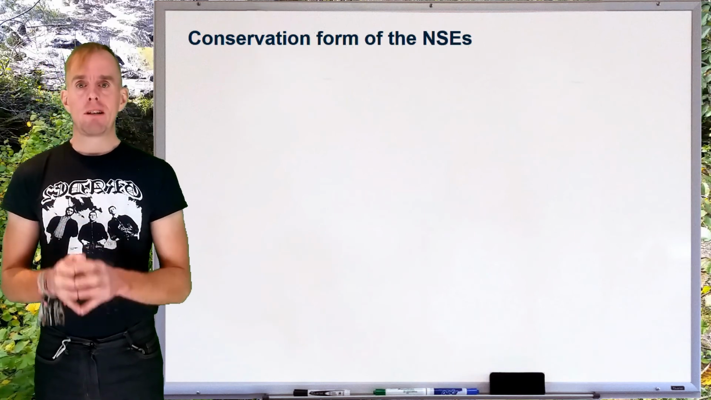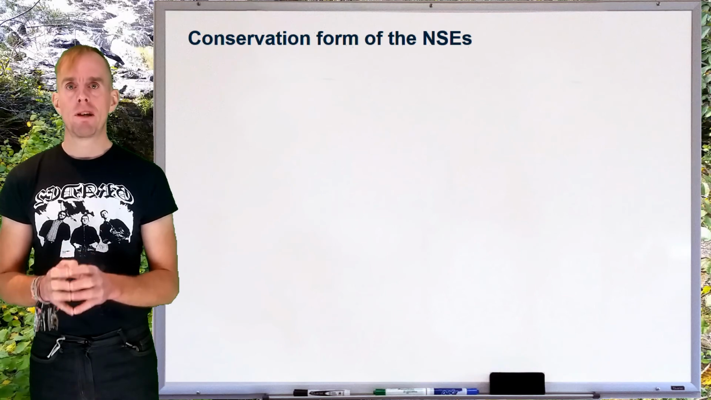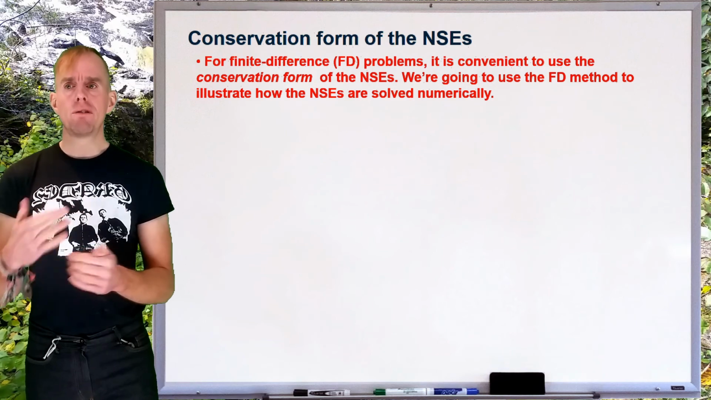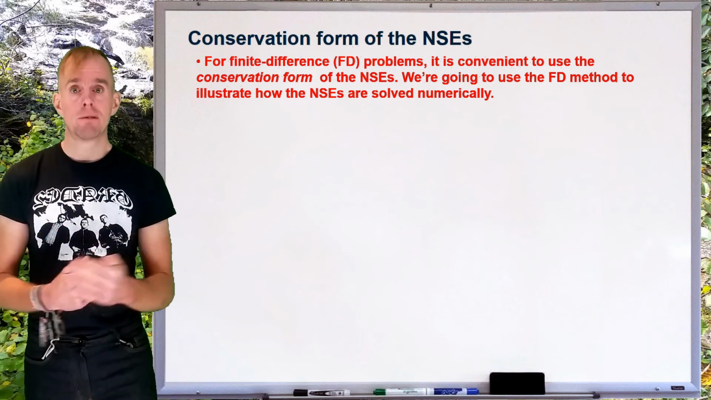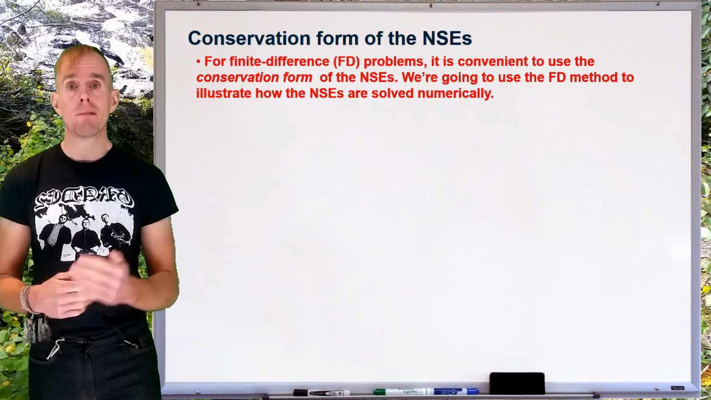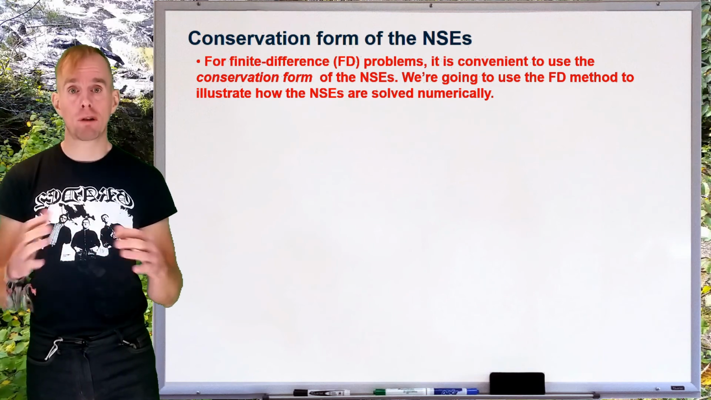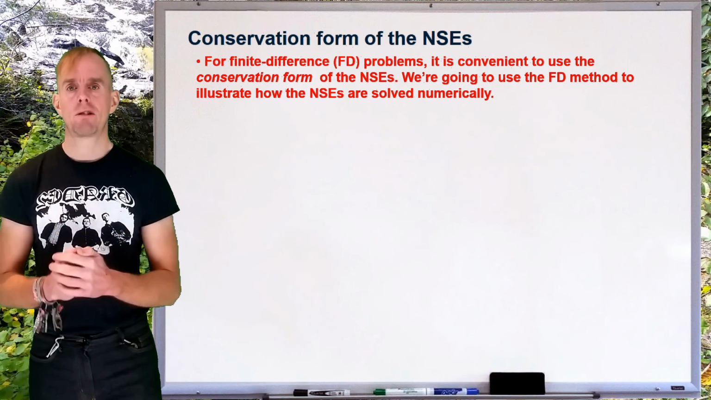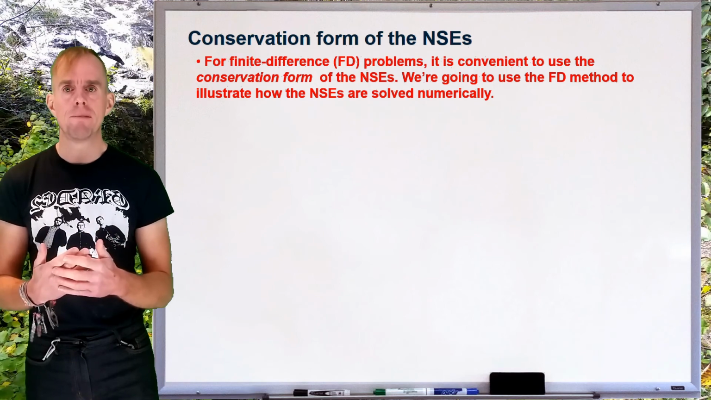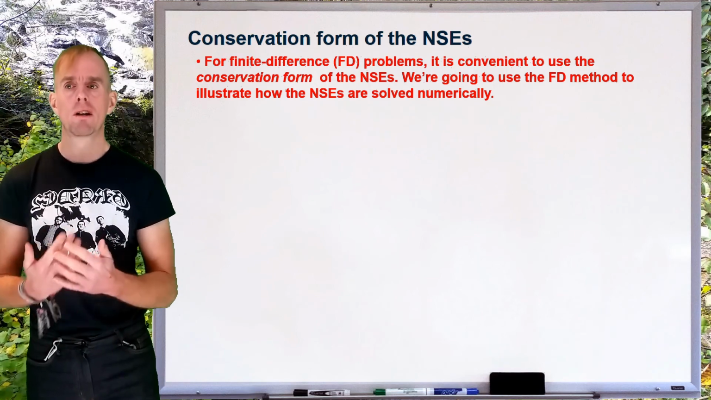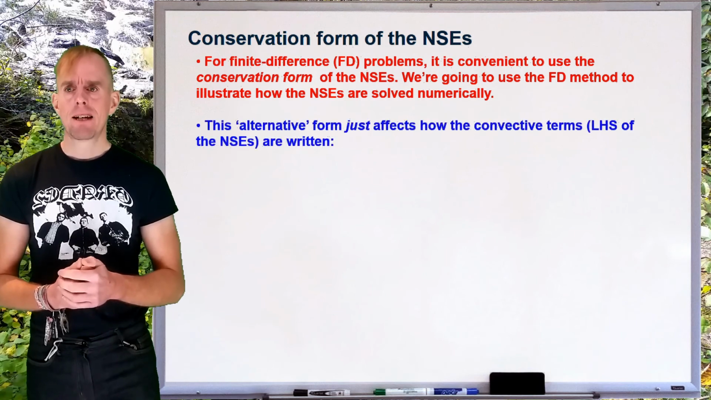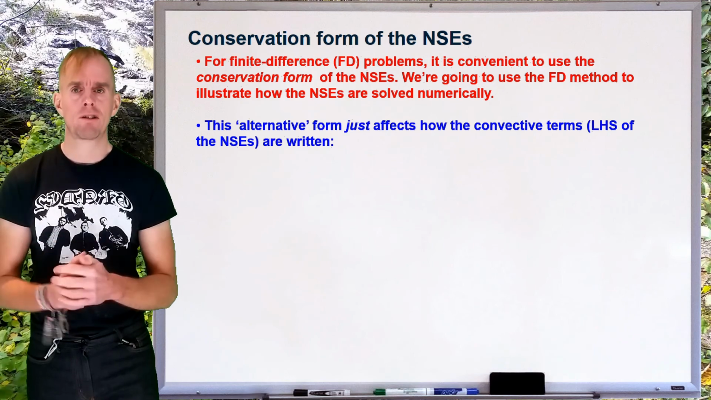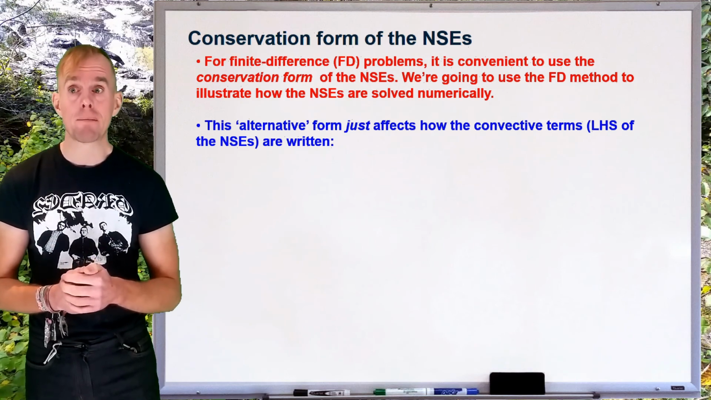So let's think how we deal with the Navier Stokes equations when they're written with our native variables of pressure and velocity. Now, if you're using the finite difference method, as we're doing here for illustration purposes, or if you're using the finite volume method, as both ANSYS and OpenFOAM do to solve complex engineering problems, it's very convenient to rewrite certain terms of the Navier Stokes equations in a slightly different way. And that slightly different way is something that I'm going to call conservation form. Now, this conservation form only affects how the convective terms on the left-hand side of the Navier Stokes equations are written. So let's examine that now.